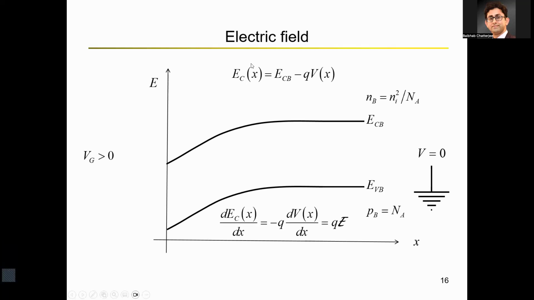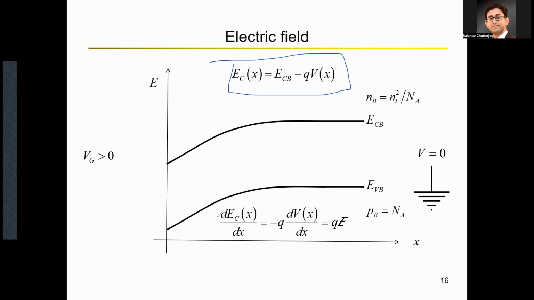Now, if you take a derivative of the equation on the top, this is constant, so if you take a derivative, it will go away. The derivative of a constant is 0. Again, high school math. So you'll get minus Q times dV/dx, and minus dV/dx is the electric field. So you have Q times E, or Q times the electric field within the semiconductor structure, if you just take a derivative of your energy bands.